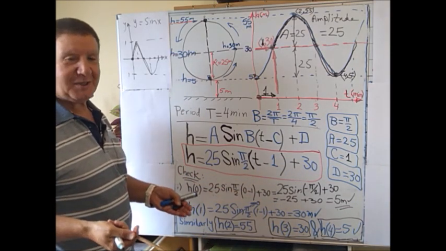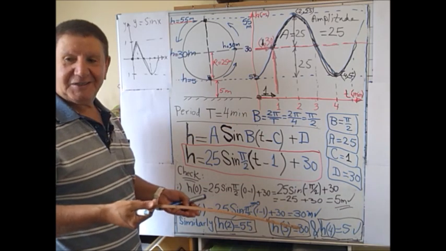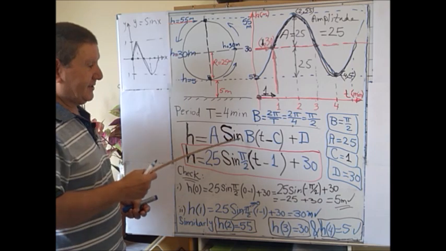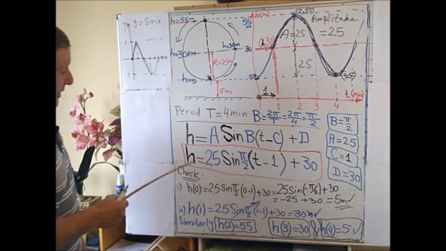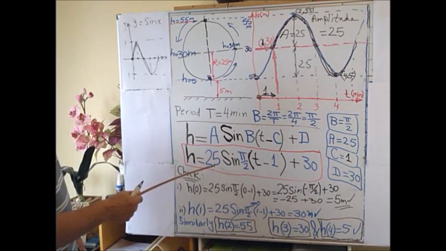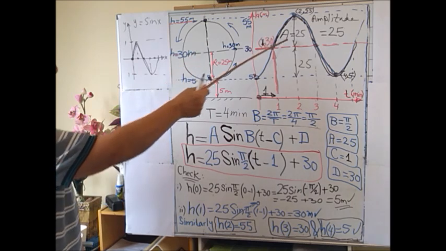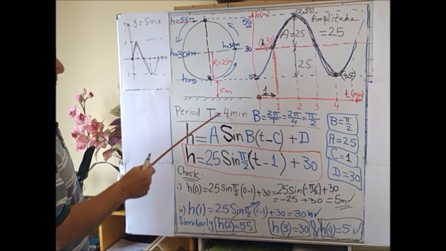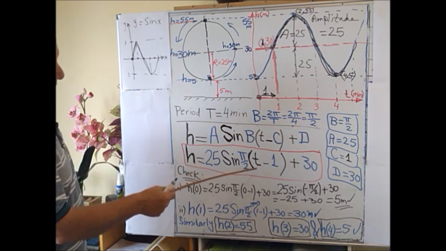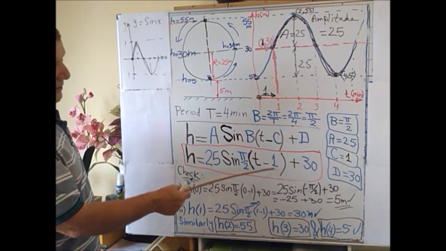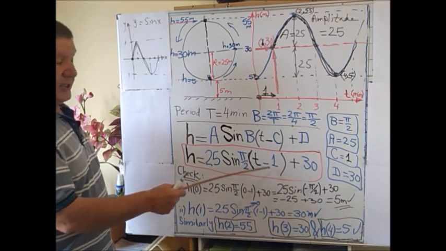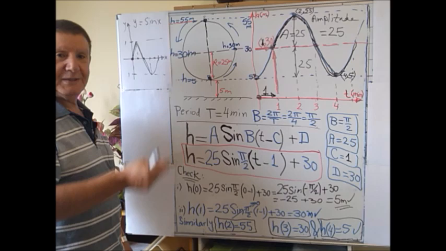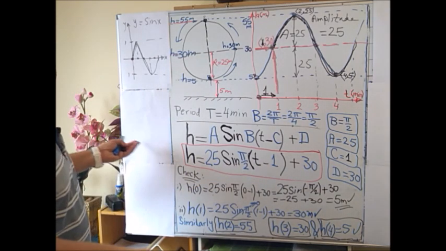So now we got the equation by just understanding what's going on and substituting the numbers in this simple formula, so that we get h equals 25, the amplitude, sine of pi over 2, from the period and frequency, times t minus 1, the horizontal shift to the right, plus 30, the vertical shift up. Okay, so this is the equation.